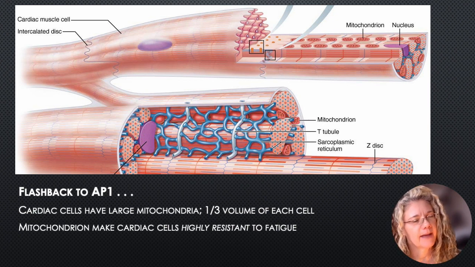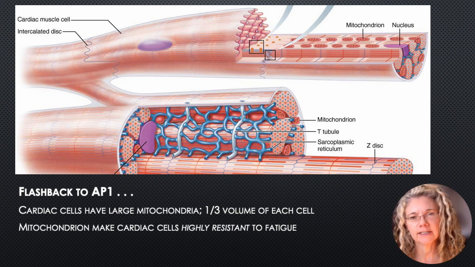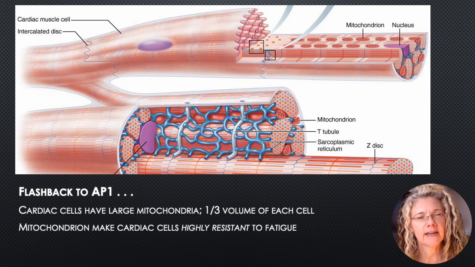All right, we're still flashing back into AP1. You'll remember cardiac cells have a whole bunch of great big mitochondria, right? It's those mitochondria, the powerhouses of these cells. They're going to occupy about 30% of the volume of every cardiac cell, right? Cardiac cells are super active throughout our lifetime. They need lots of oxygen, and those mitochondria supply that oxygen.